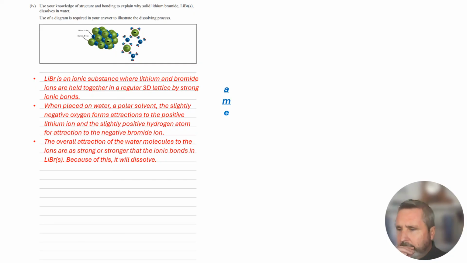Now, in this case, you get an achieved if you drew the diagram with the water molecules around, or you identified that there must be attractions between the water and the ions for it to dissolve. You get a merit if you link the strengths to the solubility. So you said, hey, water has strong attractions, that's why it's soluble. And you get the excellence if you say, well, the water has strong or stronger attractions than the ions had in their ionic bonds. So you have to actually go back and talk about the original attractions.